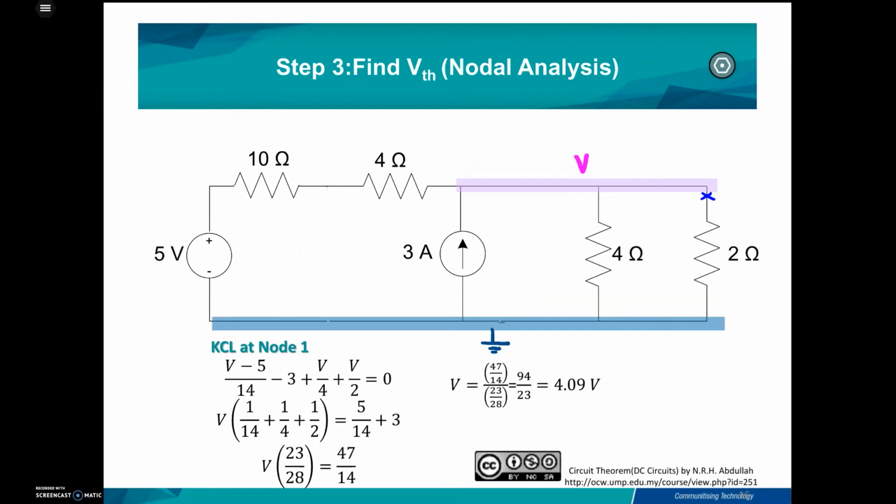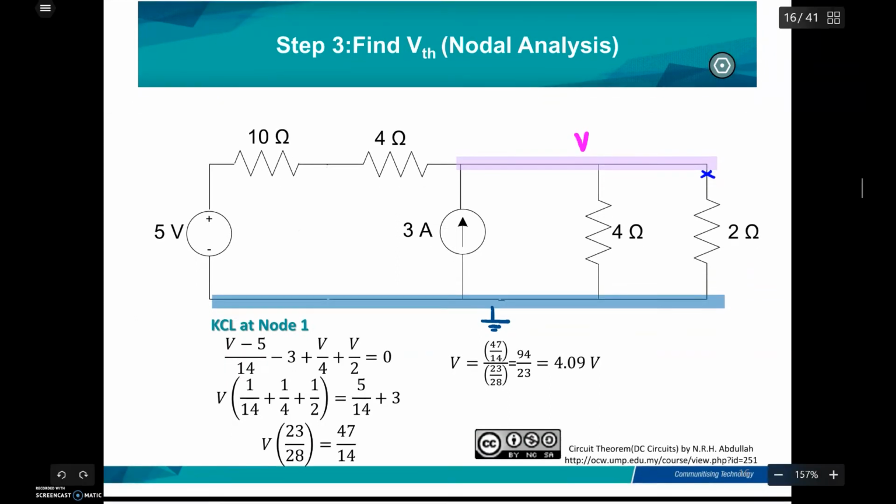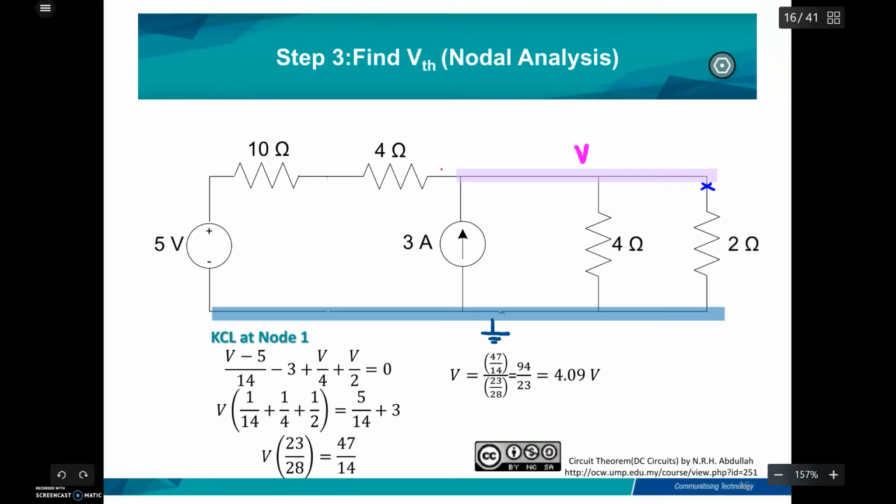Now let's do the KCL at node 1. For the first branch, you can see that you need to find the summation of current for each branch. The total resistance of this branch is 14, so it means V minus 5 volt over 14. The total resistance value for this branch is 14 ohm.